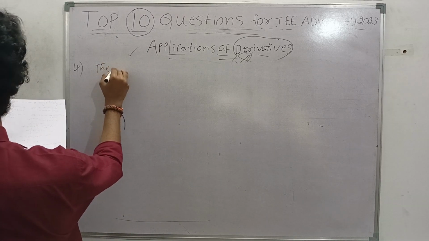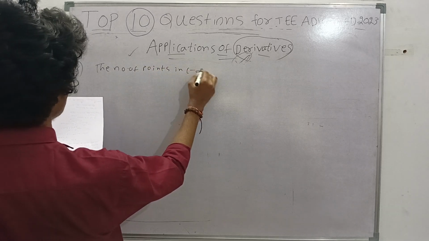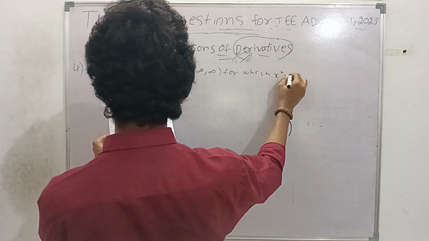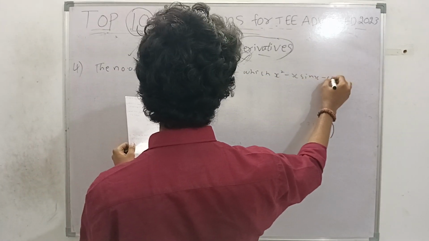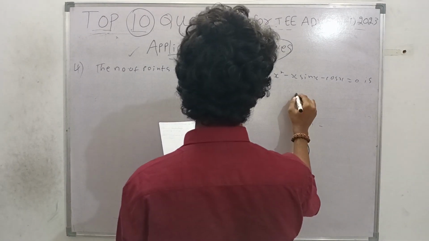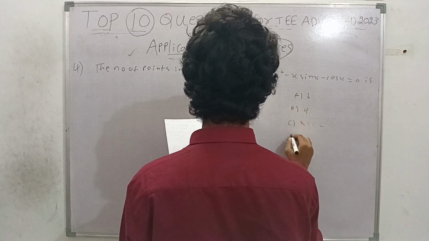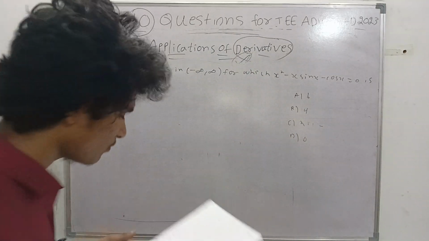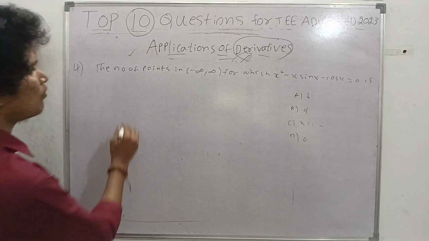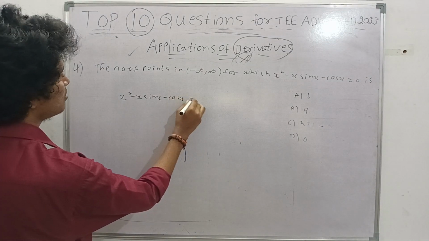Now another question, fourth question. The number of points in minus infinity comma infinity for which x square minus x sin x minus cos x equal to 0 is: option A 6, option B 4, option C 2, option D 0. So what they given? They given x square minus x sin x minus cos x equal to 0.